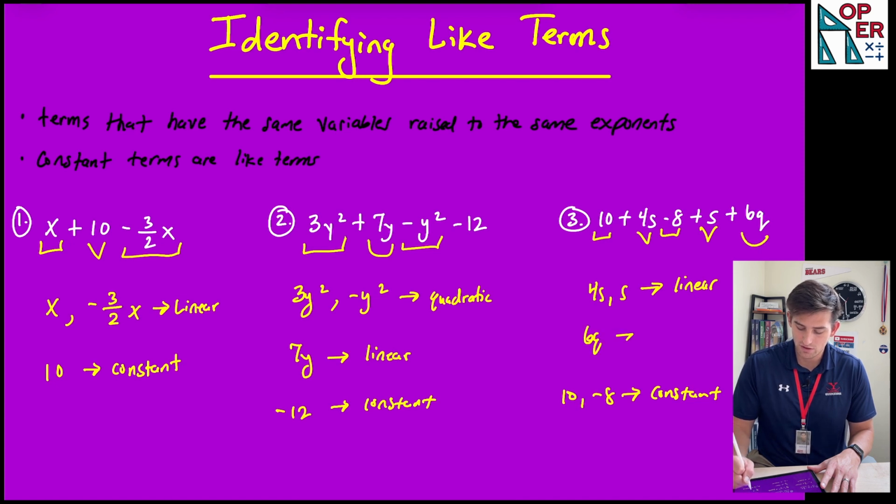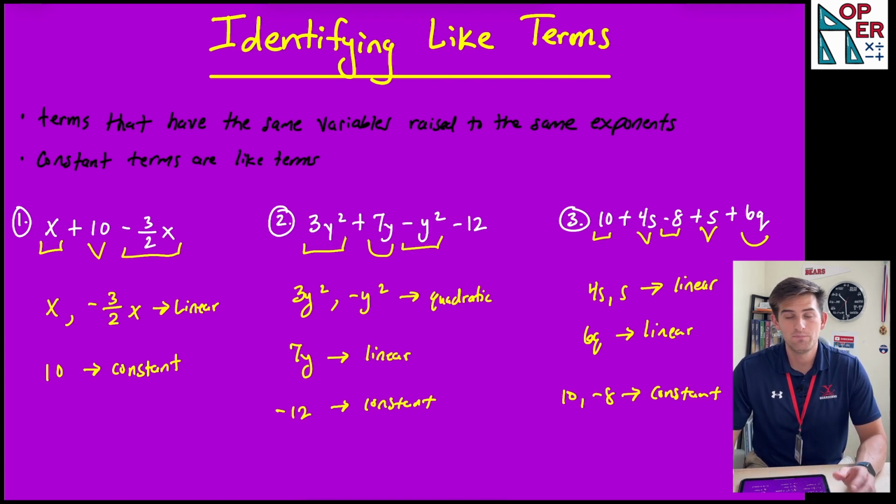Now 6q would also be considered a linear term because the exponent on q is a 1, but it's a different variable, right? It's not s. So 4s, s, and 6q would not all be like terms because they don't have the same variable. So that's how we can identify like terms.